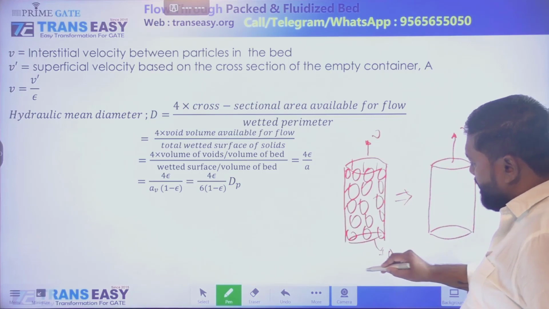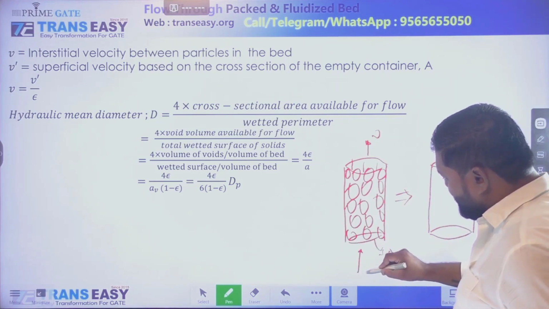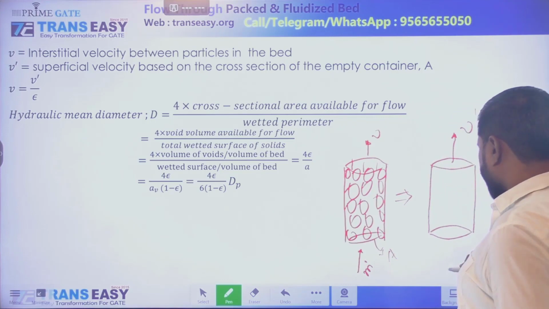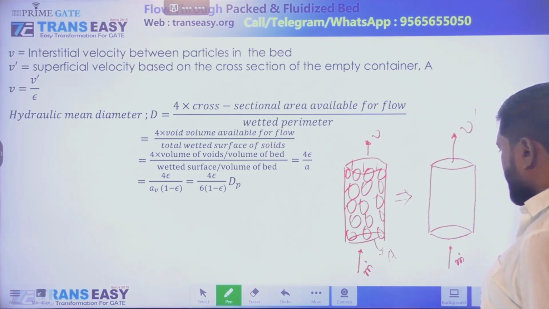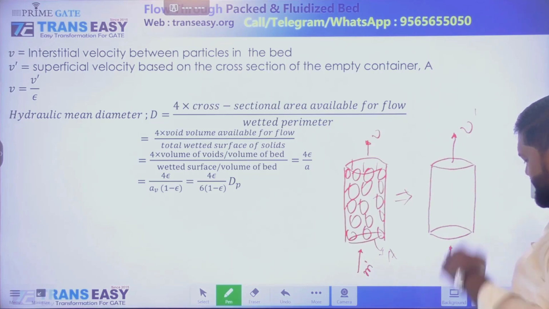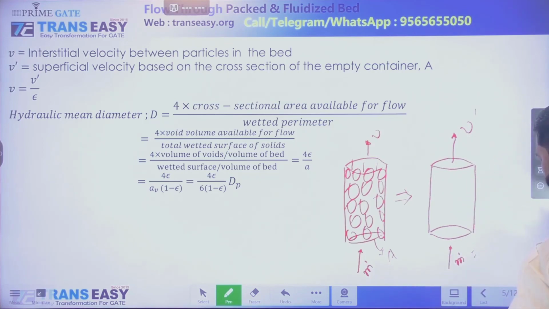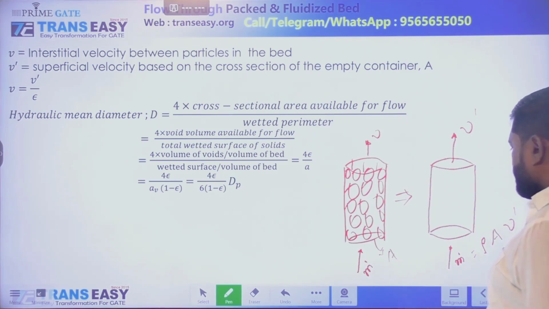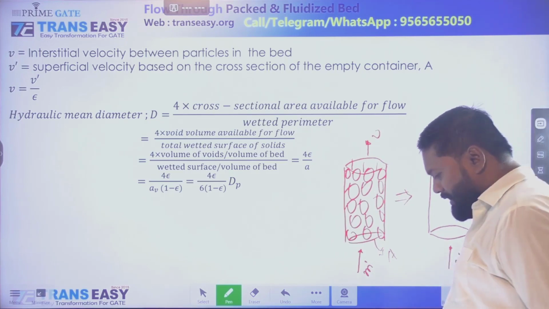Dear friends, the mass flow rate of fluid is kept the same in both cases. So here m dot is the mass flow rate of the fluid when the container is empty, so the entire cross-sectional area is available for flow: density of the fluid, into the whole cross-sectional area of the empty container, into this velocity, right?